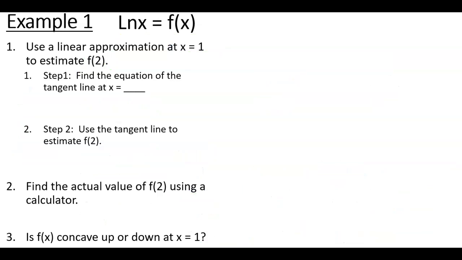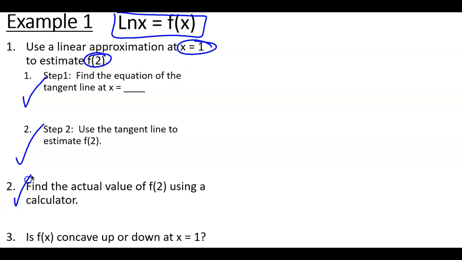So let's review. I'm going to give you a function. I'm going to tell you to find a tangent line at a specific point. So you need to find the equation of that tangent line. And then you're going to use that tangent line to estimate what the function's real value is at another point. Then maybe you'll use a calculator, maybe not, but you're going to find out what the actual value of the function is, and by comparing your estimate with your actual value, you should be able to tell me whether the graph is concave down or up at that point of tangency.